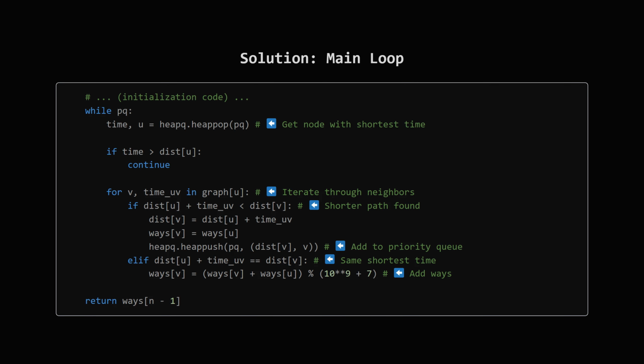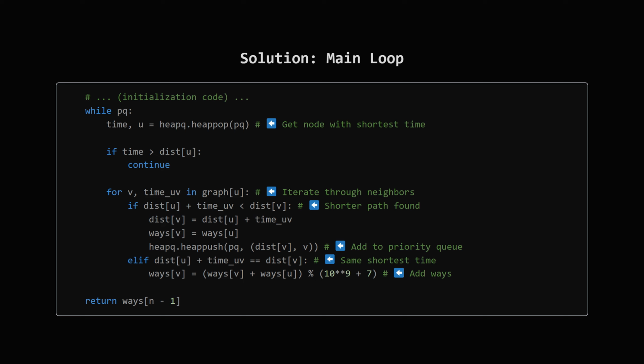This is the core of Dijkstra's algorithm. The while loop continues as long as the priority queue PQ is not empty. Inside the loop, we first get the node u with the smallest time from the priority queue using heapq.heappop. If the extracted time is greater than the currently known shortest time to reach u, dist[u], it means we've already found a better path to u, so we skip this iteration.